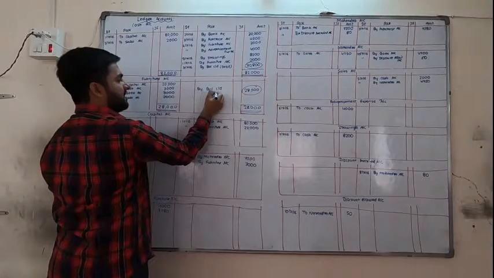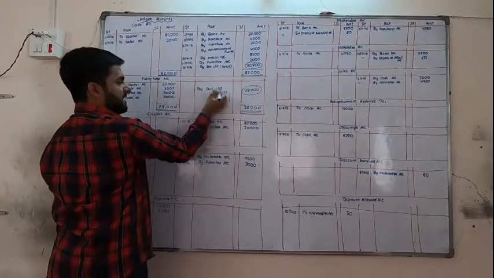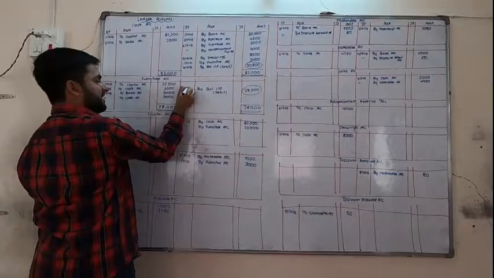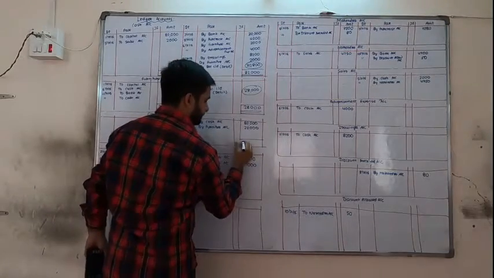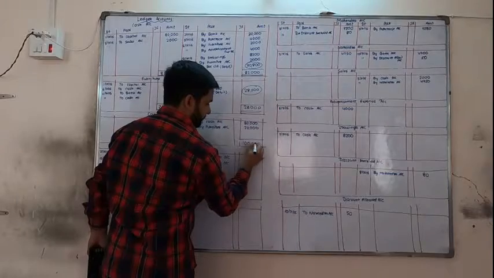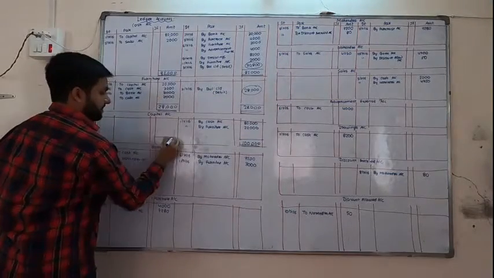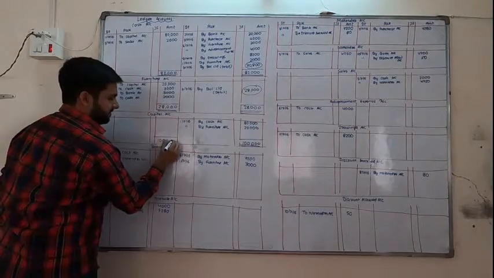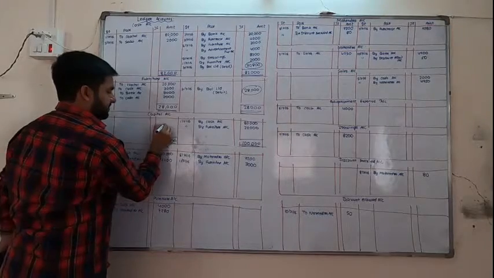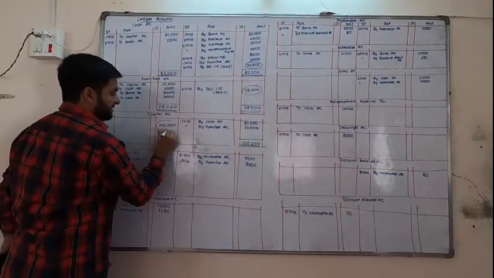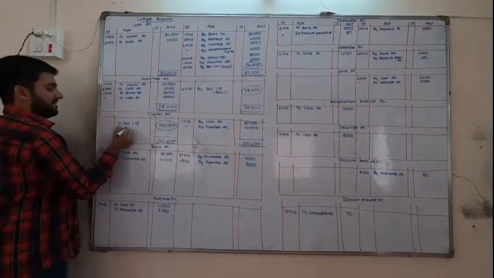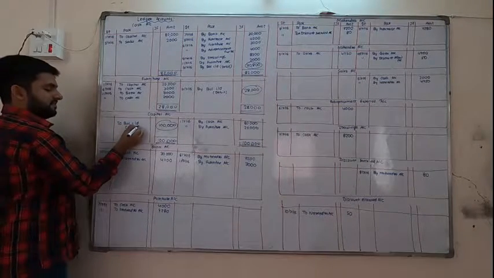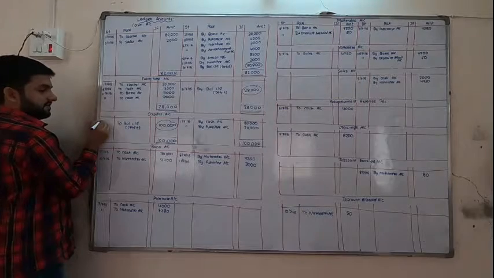By balance carried down, again here also you should write, as it is on credit side, it is a debit balance. Now here 1 lakh. Here also you will write 1 lakh, and here you will write the balance. Now see, the balance is on debit side, so it will be a credit balance. So to balance carried down, and which balance? Credit balance.